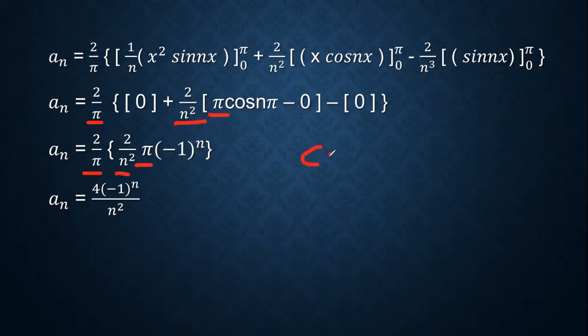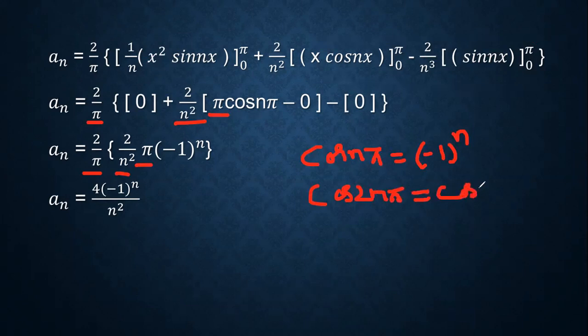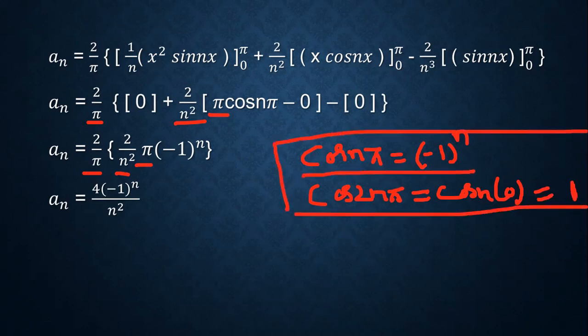What is the cos n pi value? We have already dealt with these formulas in the Fourier series. In the introduction class, the cos n pi value is (-1)^n. So the cos 2n pi value, or cos n into 0 value, will be equal to 1. Remember these formulas whenever you are finding a naught and an. This is very, very important.